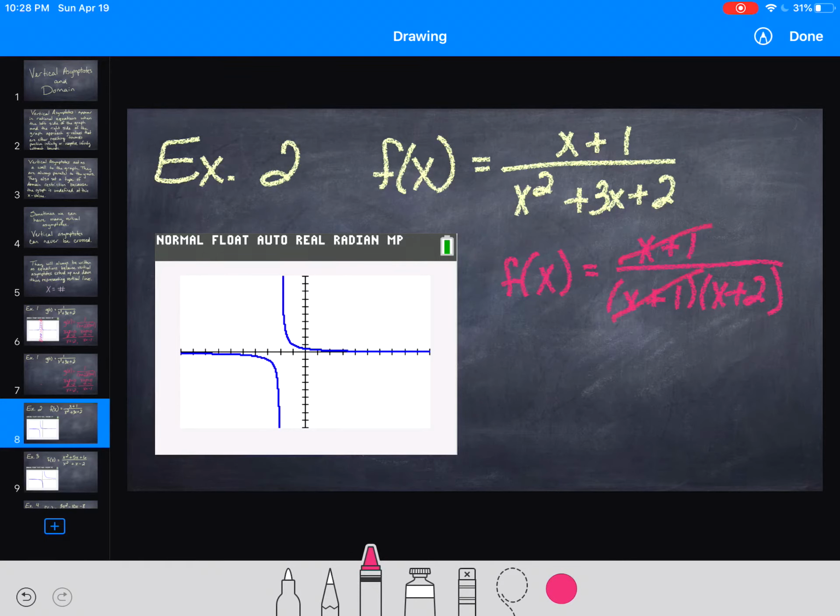Then I would look and see that my x plus 1 in my numerator and the x plus 1 in my denominator are the exact same factors. So if I were to reduce this, I would end up with 1 over x plus 2. In order to figure out where your vertical asymptote is, you get the factor that remains in the denominator, not the one you canceled, but the one that remains, and you set it equal to 0. So I would get x plus 2 equal to 0, and I would solve for x.